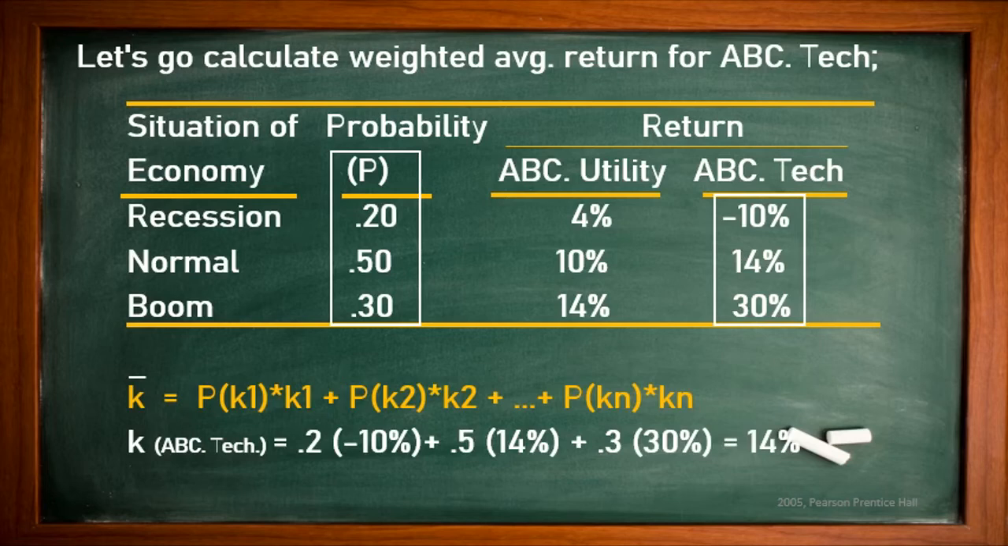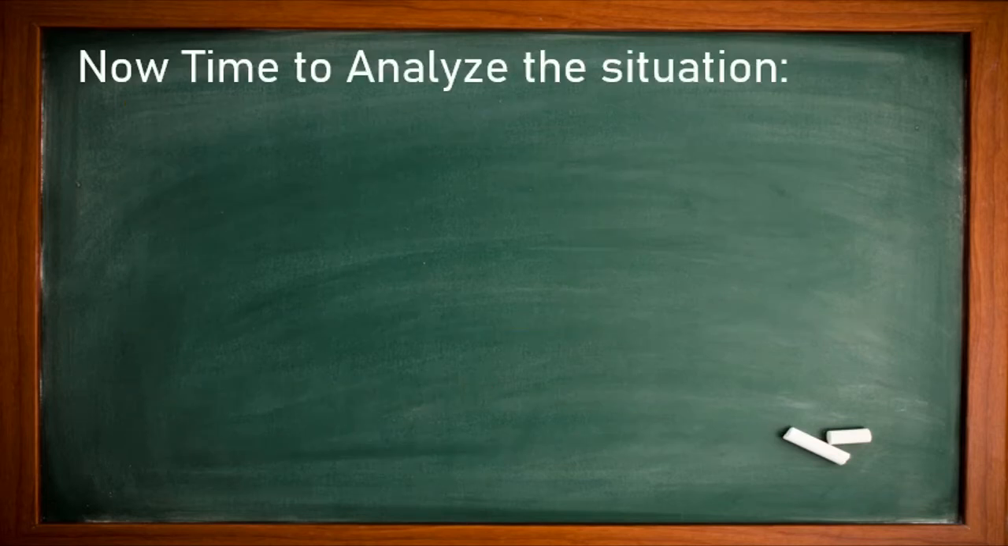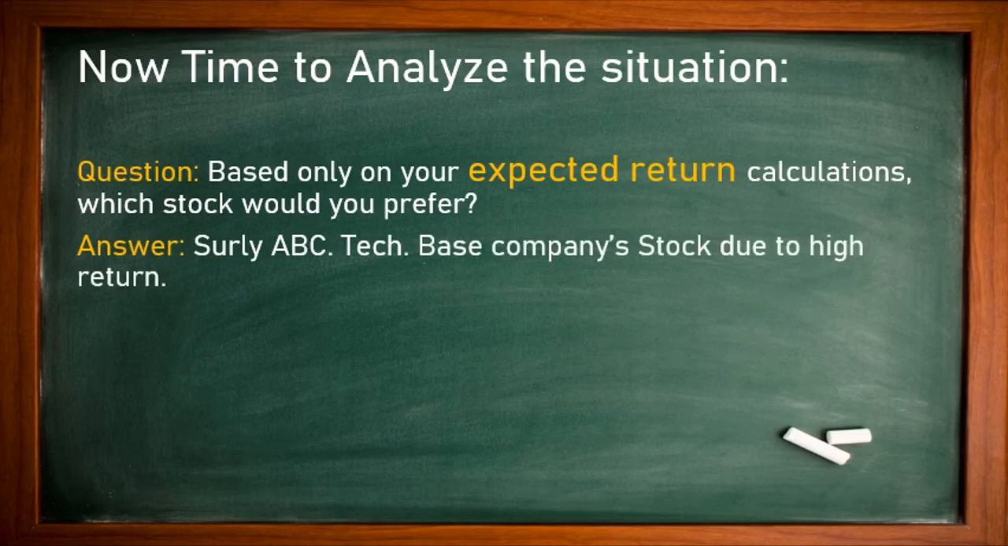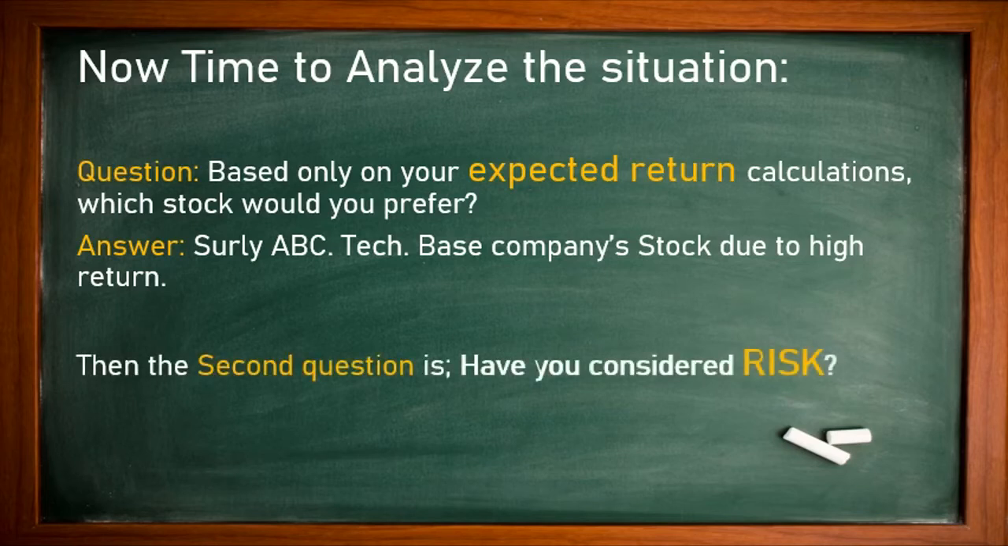So in both situations, whether investors invest in both companies or in any one company, those investing in the technology based company have a higher return than the utility based company. Then what is the result? Now it is time to analyze the situation. Now we discuss two questions. Question 1: suppose based only on the expected return calculation, which stock would you prefer? Surely ABC technology based company's stock, due to the high return. Because if you invest in the technology based company's stock, your return is high even though the first time it was negative. Doesn't matter.